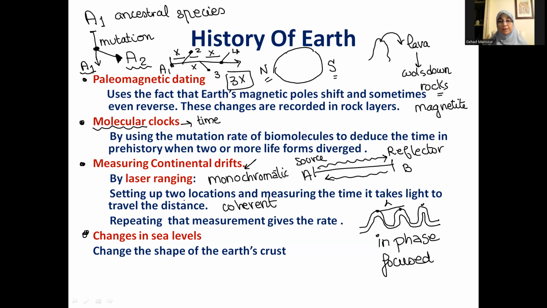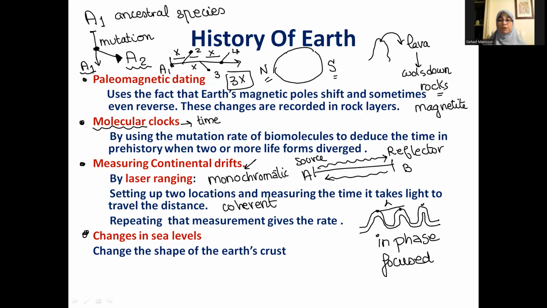Now, changes in sea levels, of course, sea levels might be more elevated or less elevated depending upon many factors. For example, depending upon the global temperature, if there is global warming, if there is elevation of the Earth's temperature, then there would be melting of more ice at the poles and elevation of the sea level.